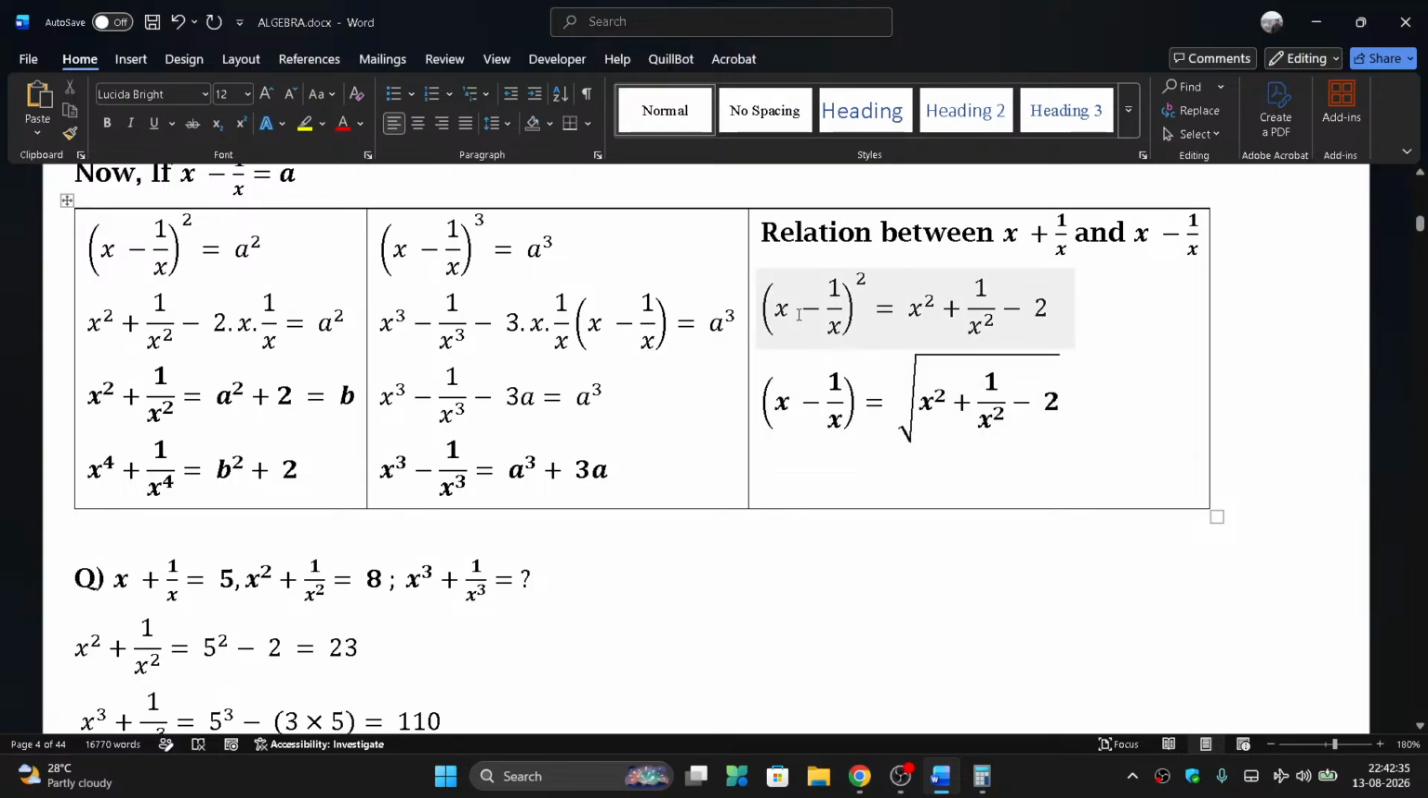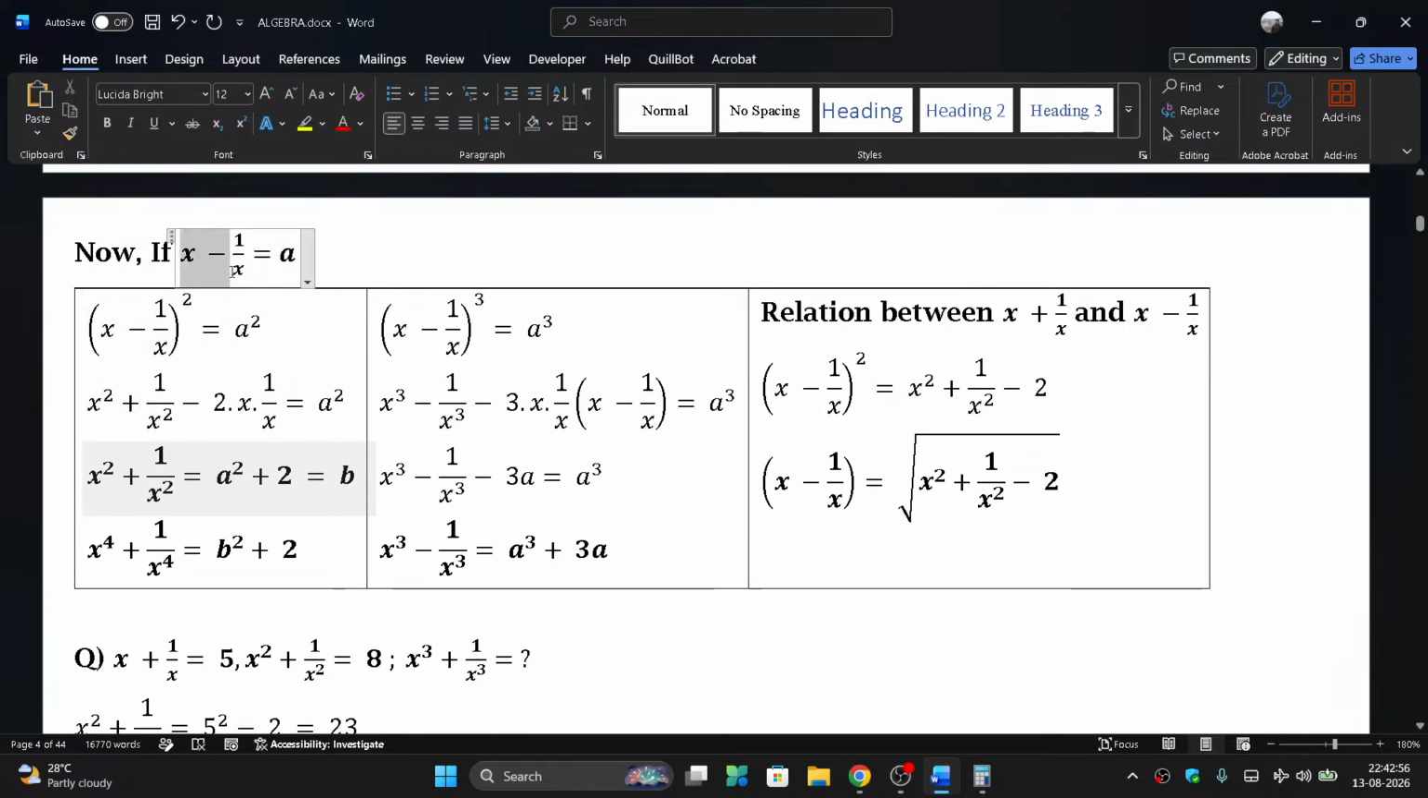If we want to switch between x plus 1 by x and x minus 1 by x, we can use this thing. So x minus 1 by x is also equal to root over x square plus 1 by x square minus 2. If x minus 1 by x equals a, then this a also represents this one.